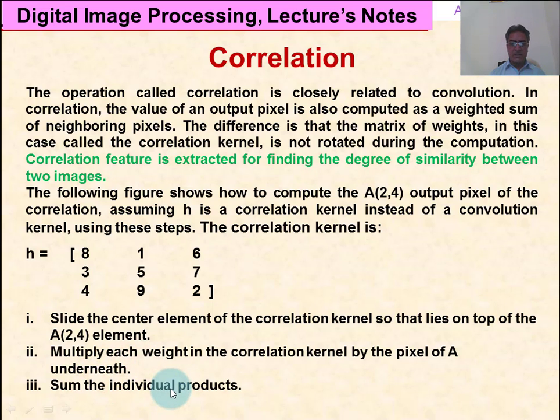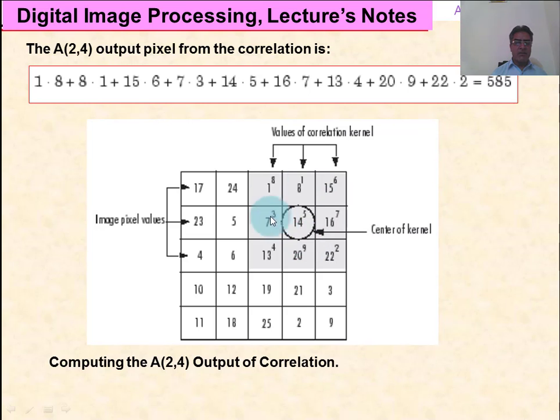Sum the individual products. Here we have overlapped the kernel with the input pixel value, so that the 5 has overlapped over the 14. This is the A of 2, 4 location. 14 is at the A of 2, 4 location of the input image. Now we will multiply every corresponding value, that is 1 with 8 and 8 with 1, 15 with 6, 1 with 8, 8 with 1, 15 with 6, and similarly the last, 22 will multiply with 2.